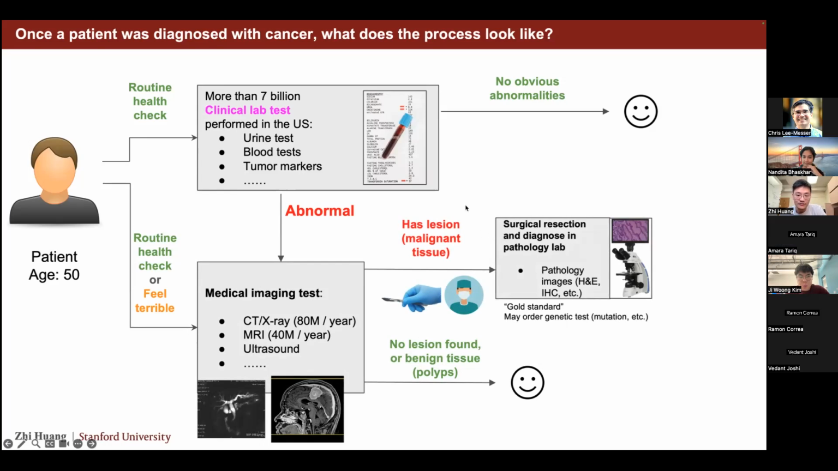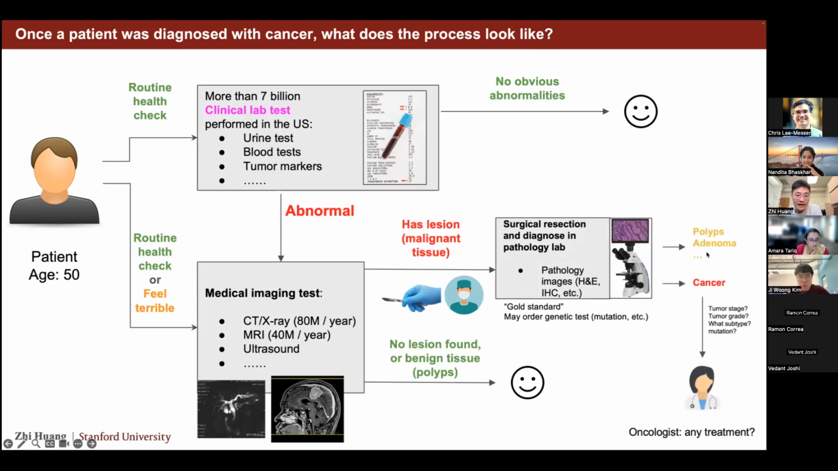So this pathology examination, taking a piece of the patient's tissue to make a diagnosis under the microscope, is really crucial for deciding what treatment comes next. It might be just polyps or adenoma, but if it is cancer tissue, then the pathologist will determine the tumor stage, the tumor grade, the potential subtype, and the differential diagnosis. Is there any potential mutation? Is there any other cellular or subcellular pattern that could be rarely found in that patient or in that type of cancer, right?